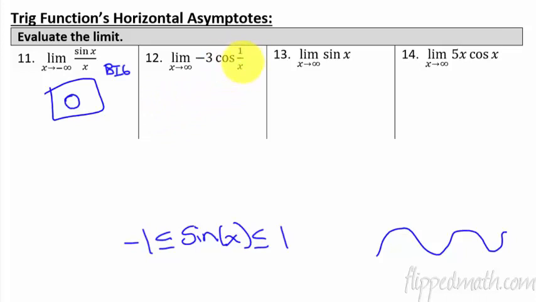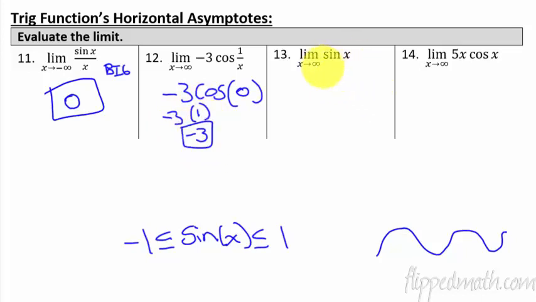This one. So what's happening here? You have cosine, so let's rewrite this. We're going to have -3 cosine of, what does 1 over x approach? If x is approaching infinity, 1 over x approaching infinity is going to be 0. So then you have -3 times cosine of 0. What's cosine of 0? Cosine of 0 is 1. So you really need to know your trig values. And then that answer is -3.